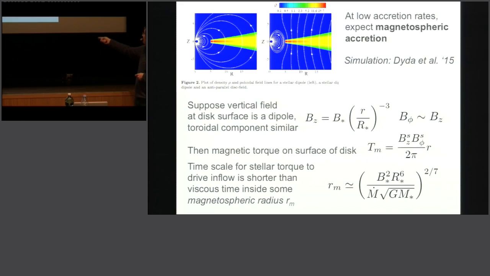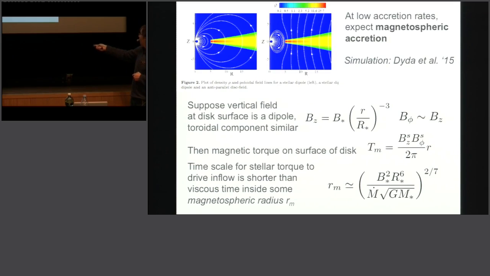at the stellar surface. And let's assume that the toroidal component, so as that magnetic field from the star is linking to the disk, the differential rotation of the disk with respect to the star will tend to wind up the magnetic field and give us an azimuthal component as well as the poloidal component which comes from the dipole itself. So let's assume that that toroidal component B phi is of similar magnitude to the dipole component Bz. Then if we ask what the magnetic torque is on the surface of the disk, that will be just the product of those magnetic fields multiplied by the lever arm.